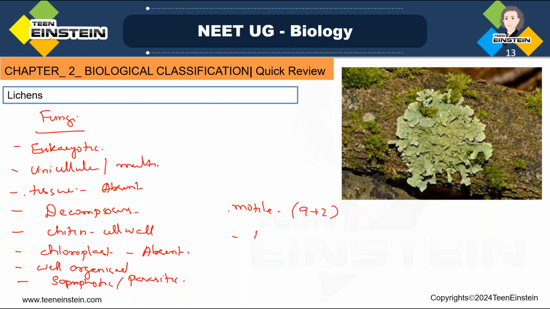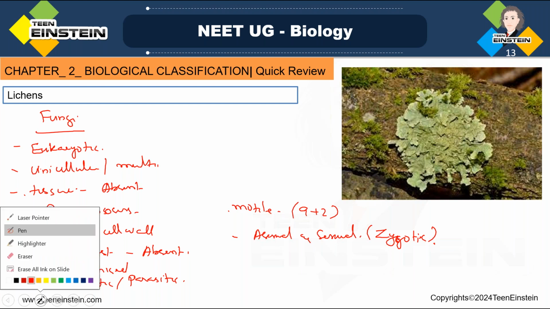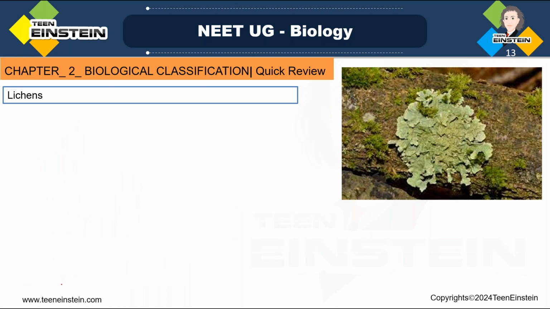And here you can see asexual and sexual modes of reproduction. The sexual mode of reproduction we can mention as zygotic, where zygotes are forming. Zygote is getting formed, and that's how sexual reproduction takes place. This is in kingdom Fungi. The remaining two kingdoms are kingdom Plantae and kingdom Animalia.